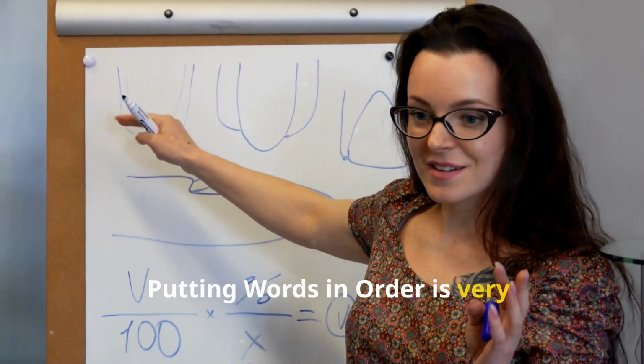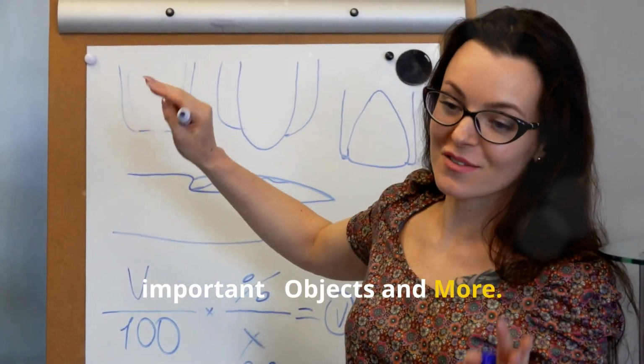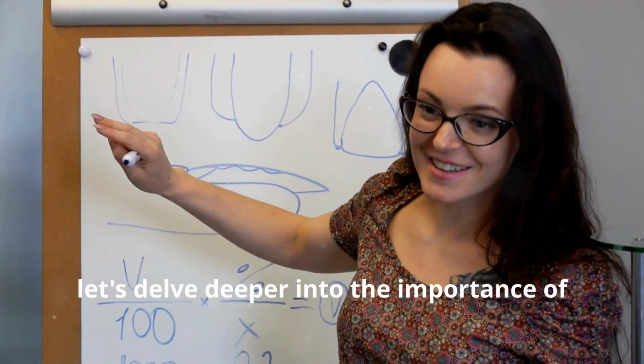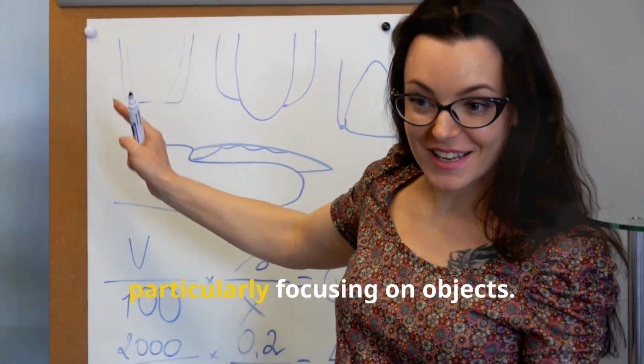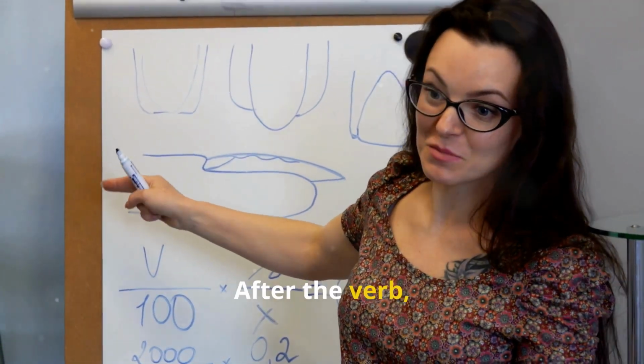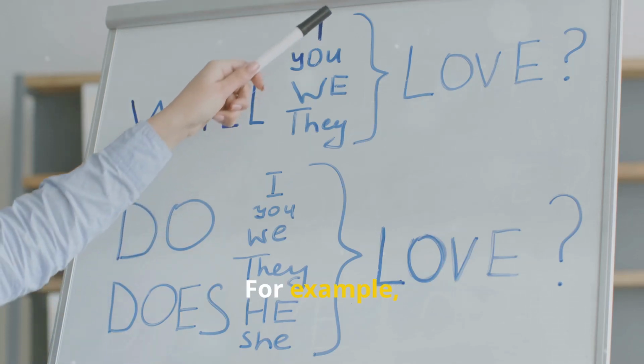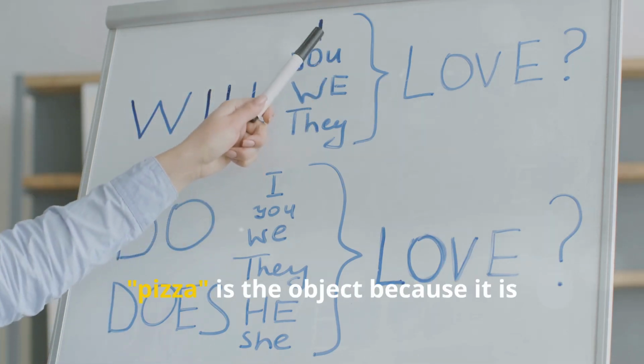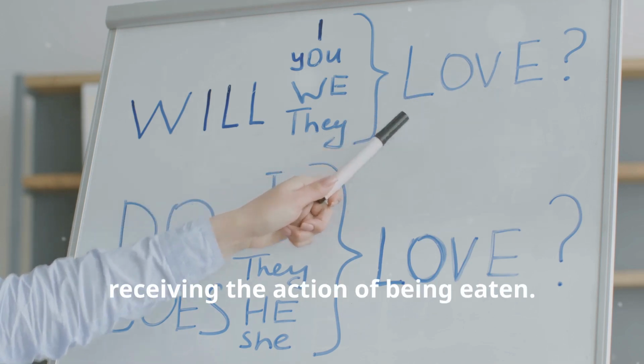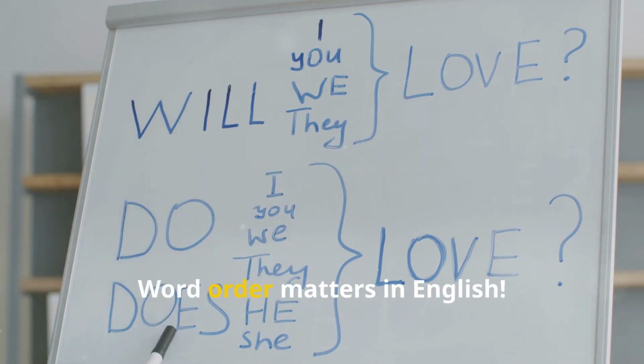Putting words in order is very important. After the verb, you might have an object. The object receives the action. For example, in the sentence, "He eats pizza," the word pizza is the object because it is receiving the action of being eaten. Word order matters in English.